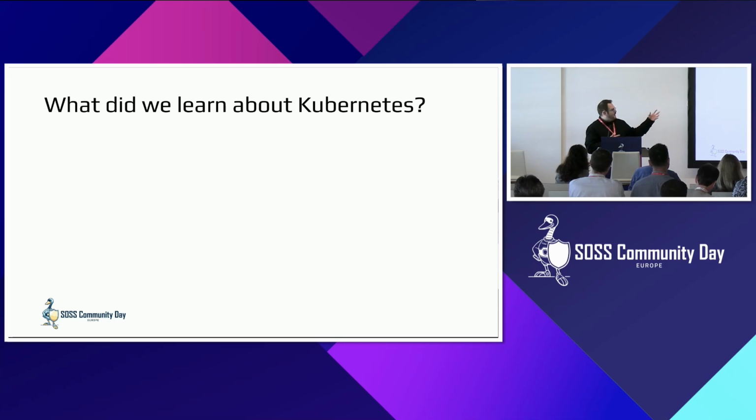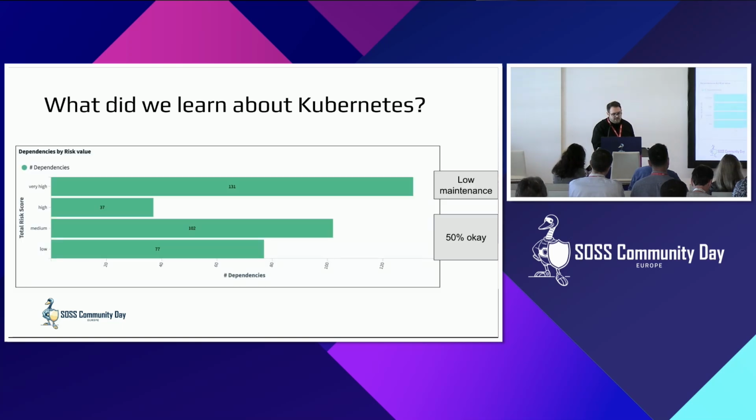I explained that we analyzed the Kubernetes dependencies, so what did we learn from this analysis? We see this distribution and this first high bar. When we don't have enough data to compute the metrics for the model, it means there's no activity, which by default means there is a risk because the project has no activity at all. Then we can say that mostly 0.5% of the projects have low maintenance, and the other 0.5% seem to be okay.